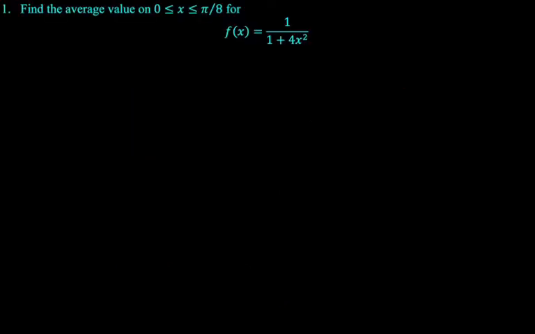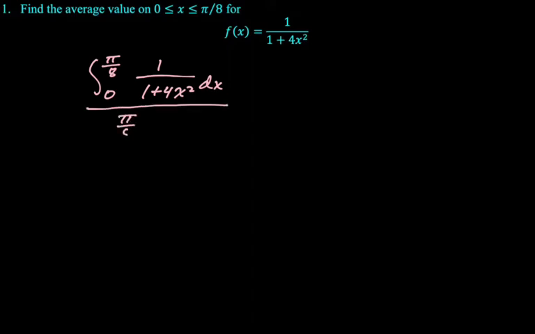Let's do it. Find the average value on 0 to pi over 8 for f of x equals 1 over 1 plus 4x squared. Average value is integral divided by interval, so I'm going to set that up. It's the integral from 0 to pi over 8 of 1 over 1 plus 4x squared dx all over pi over 8 minus 0, so over pi over 8.